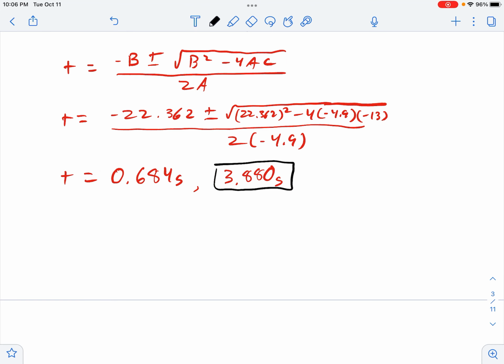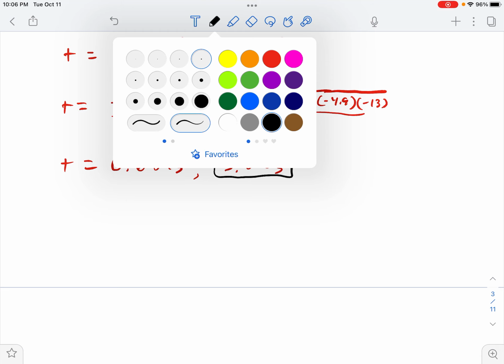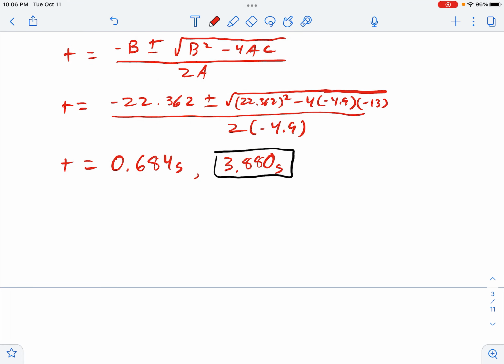Now once I have that time, there's a whole bunch of things that I can figure out. I could scan back to the template. I don't want to scroll too much because I don't want to make anybody dizzy here. But I'm going to find the range of the projectile. So how far sideways has it moved at this point? To do that, I just take the horizontal velocity and multiply it by the time.